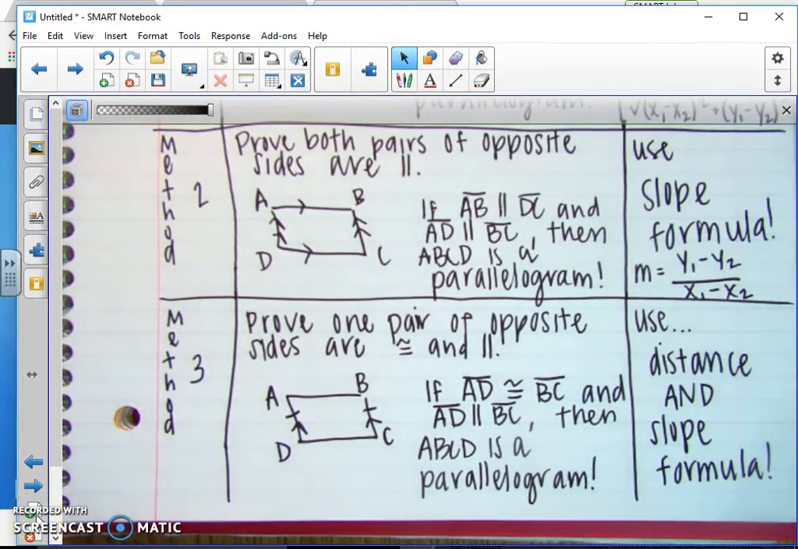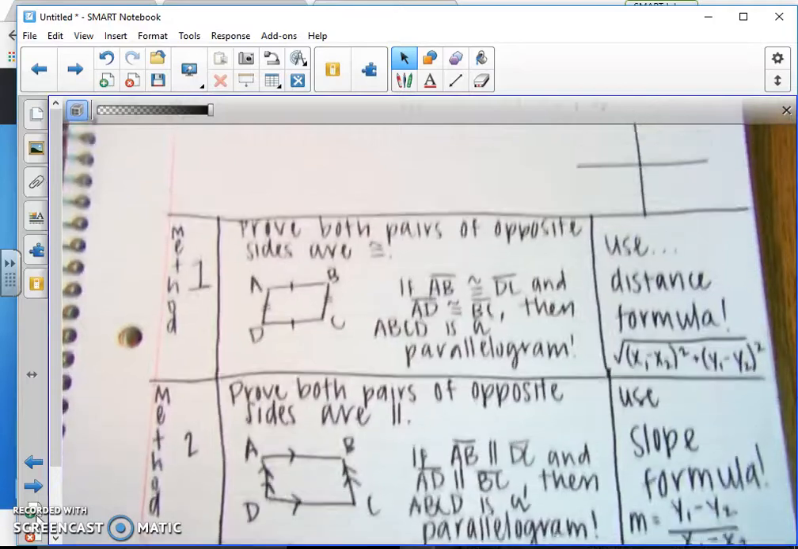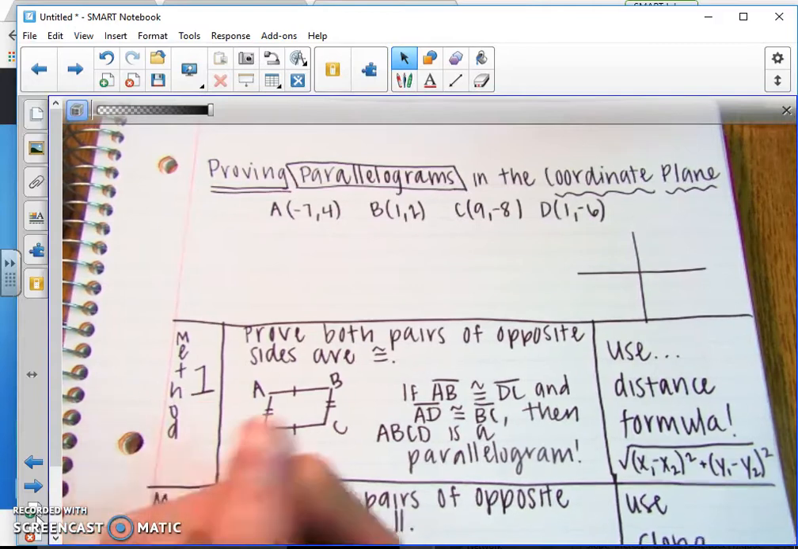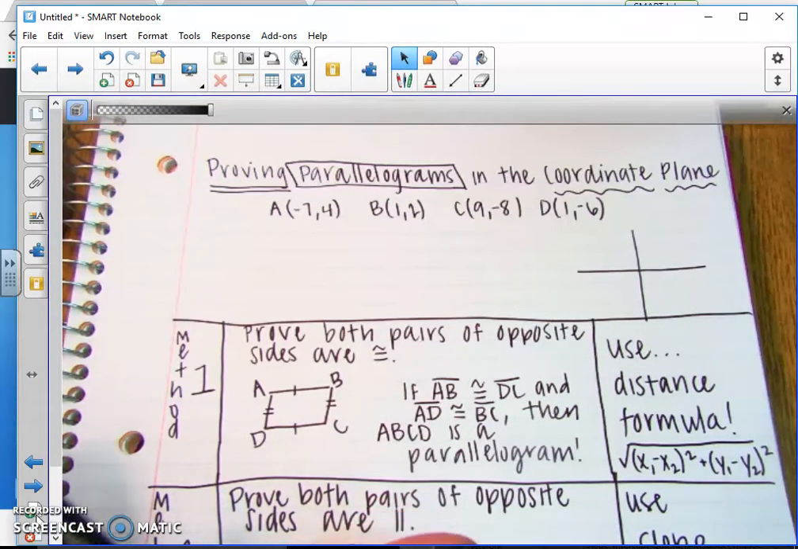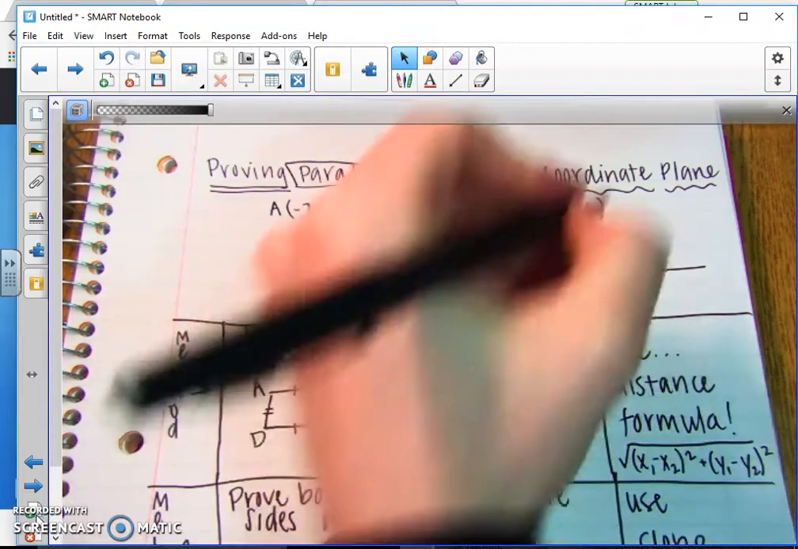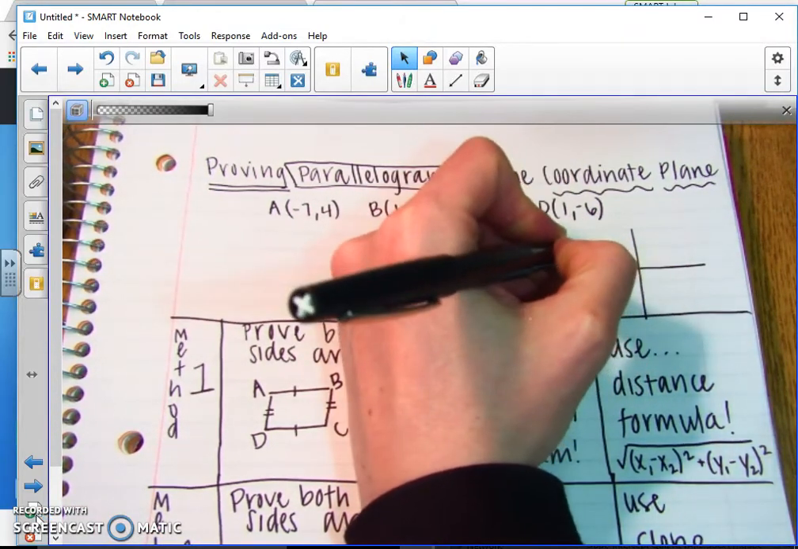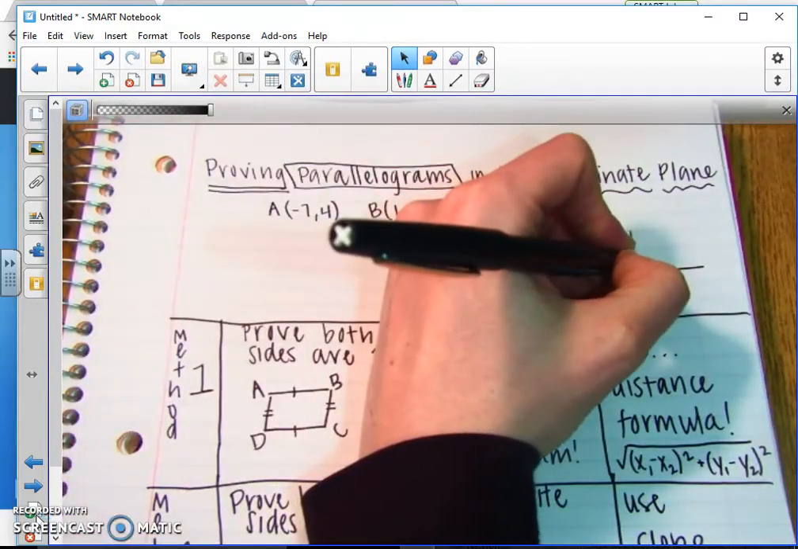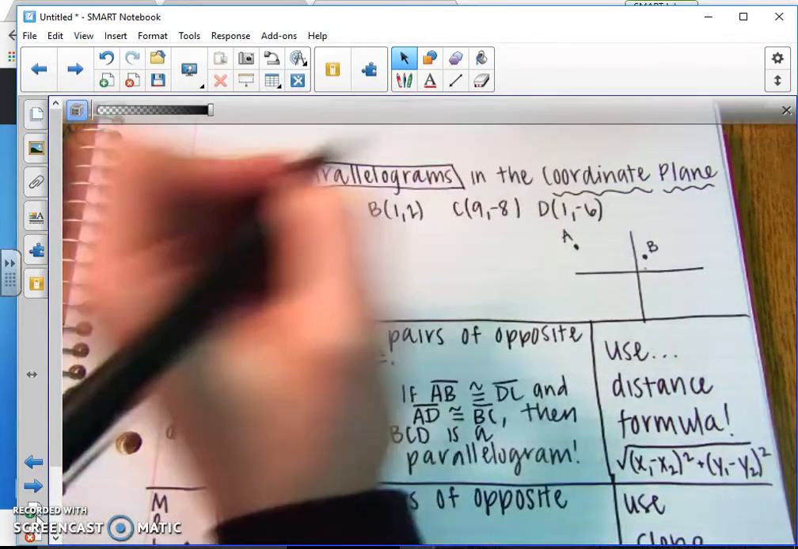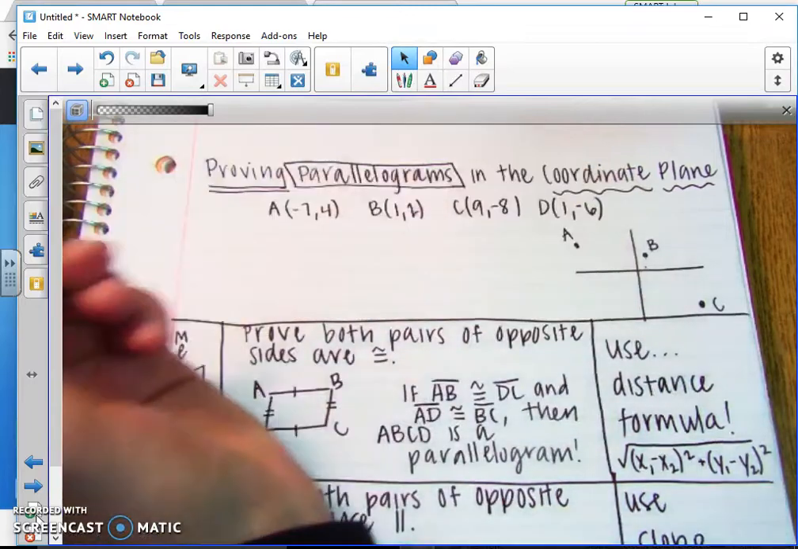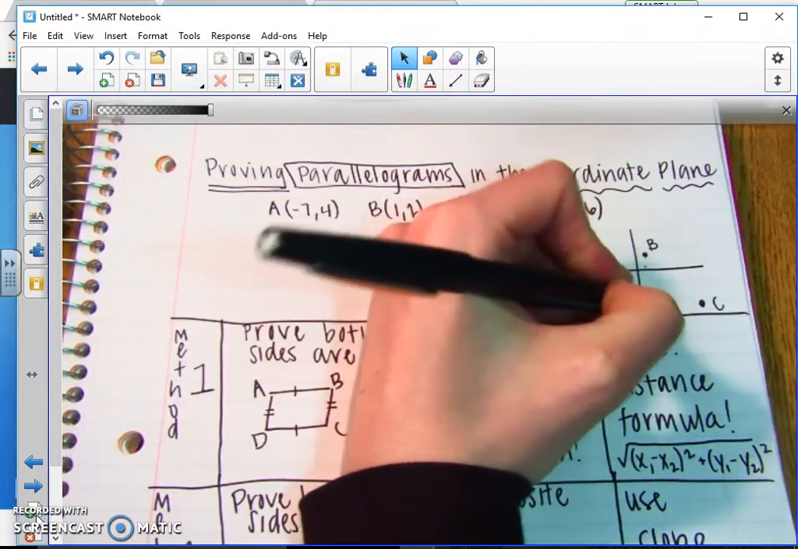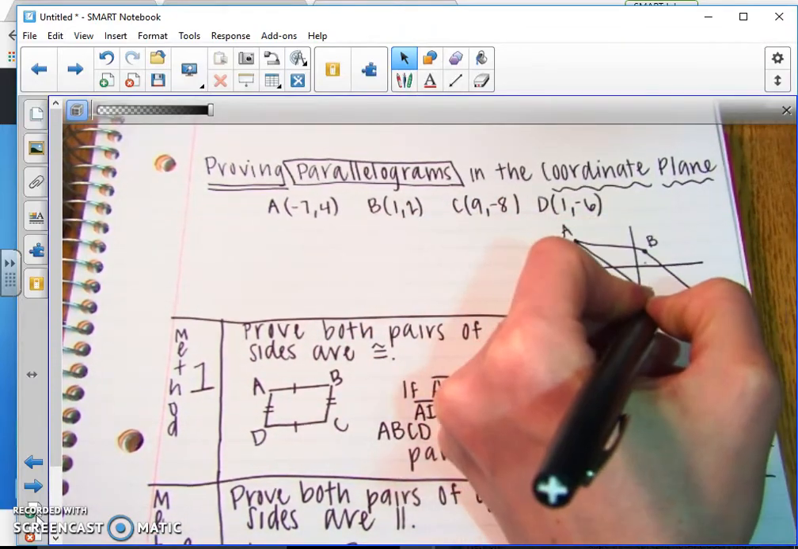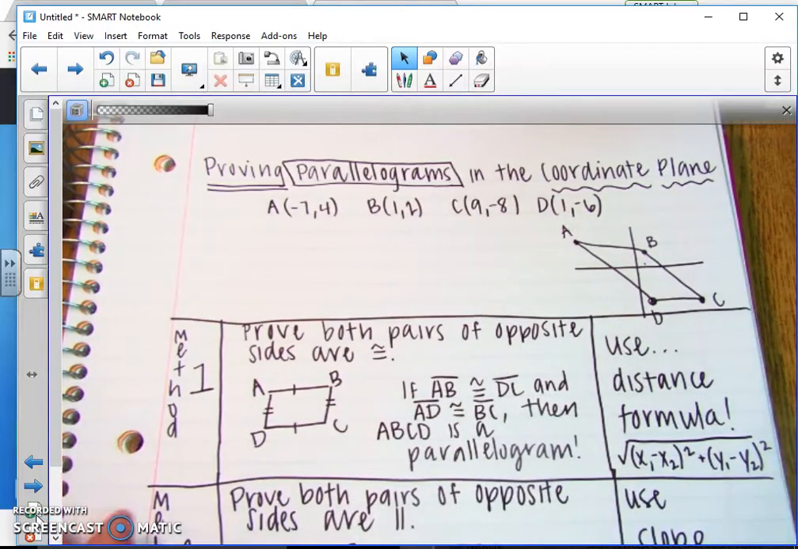So now that we've gone over these three methods, let's look back at our original example. They gave us these 4 points, A, B, C, D. I definitely recommend plotting the points in a coordinate plane just roughly so that you can see where the letters are aligned. A is (-7, 4), so it'd be somewhere around here. B is (1, 2), so it might be somewhere here. C is (9, -8), so there, and D is (1, -6), so here. Again, my picture is not perfect, but I just want to know, is AB a side or is it a diagonal? I just need to kind of know that, okay?